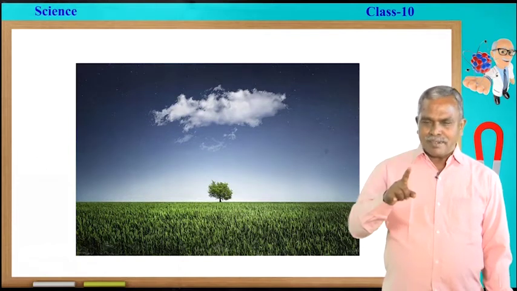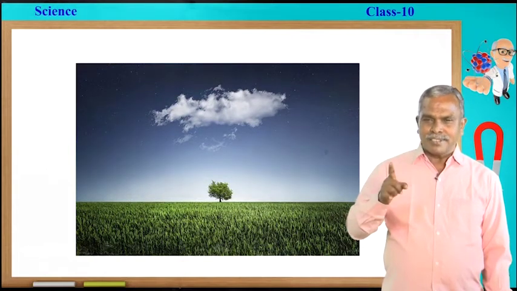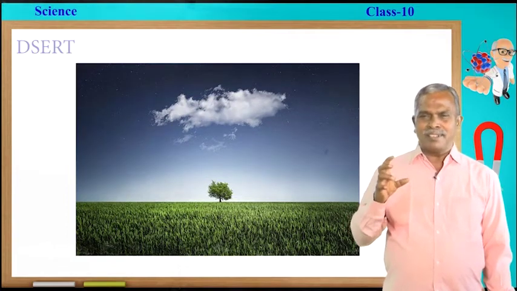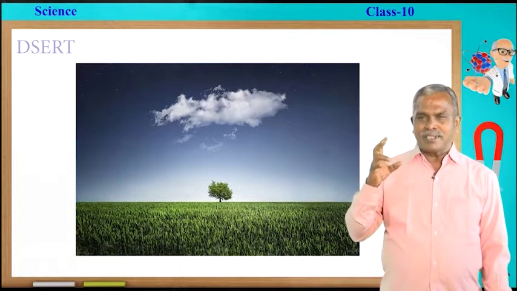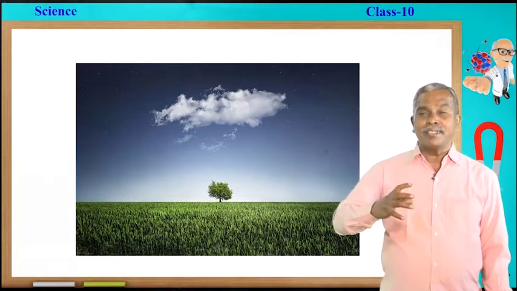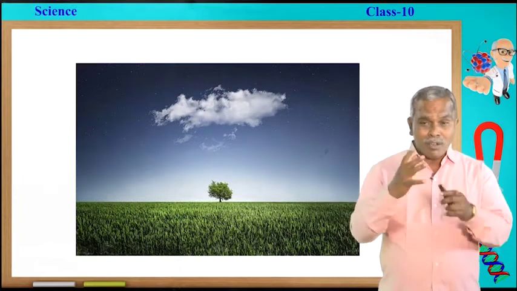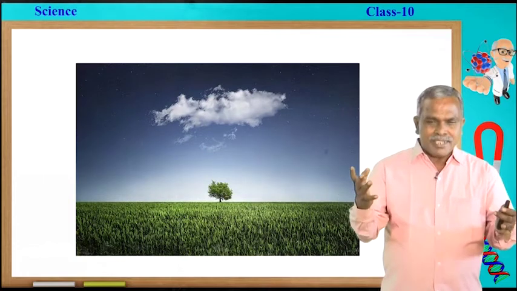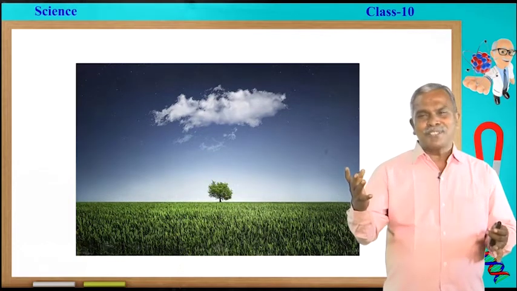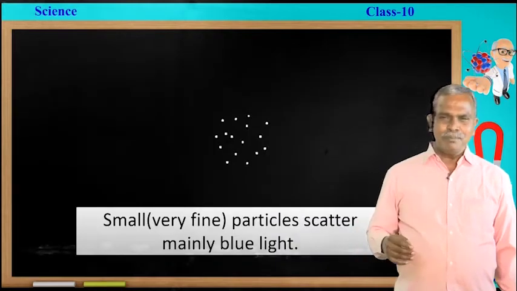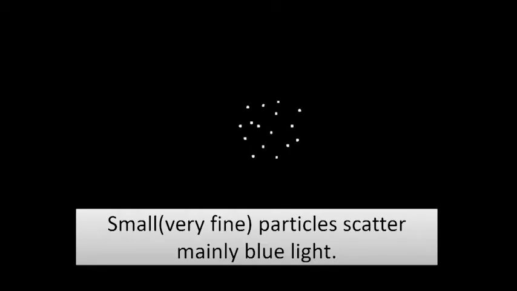These larger water droplets constitute the cloud, and these particles are going to scatter the light, and all the colors of the light are scattered equally. All the colors of the light are scattered equally. That is why the cloud appears to be white in color. Comes to the next concept, very small particles.